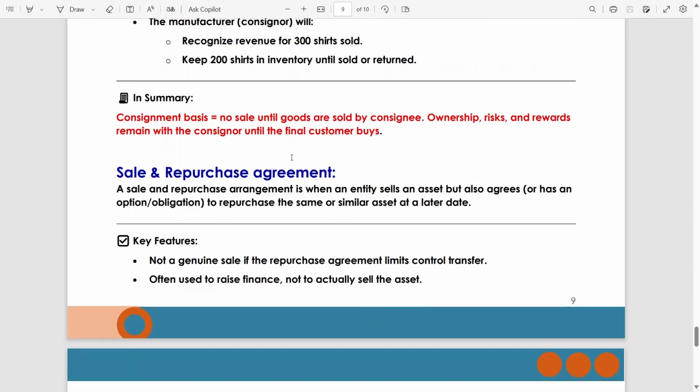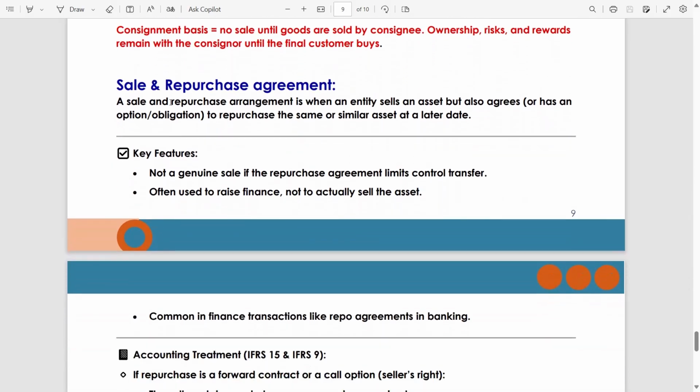Sale and repurchase agreement. What is meant by a sale and repurchase agreement? Let's say I have purchased an asset from you, and I have also noted down that you ask me that after a few months or years you will take back your asset from me. So it means sale and repurchase agreement. Previously you sold me and later you will repurchase from me.